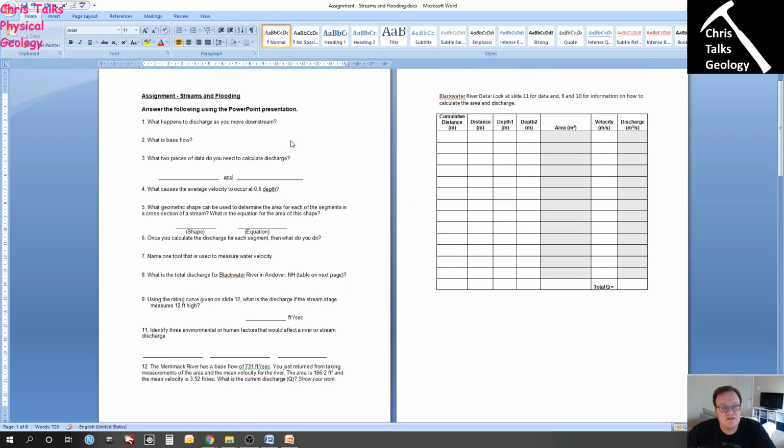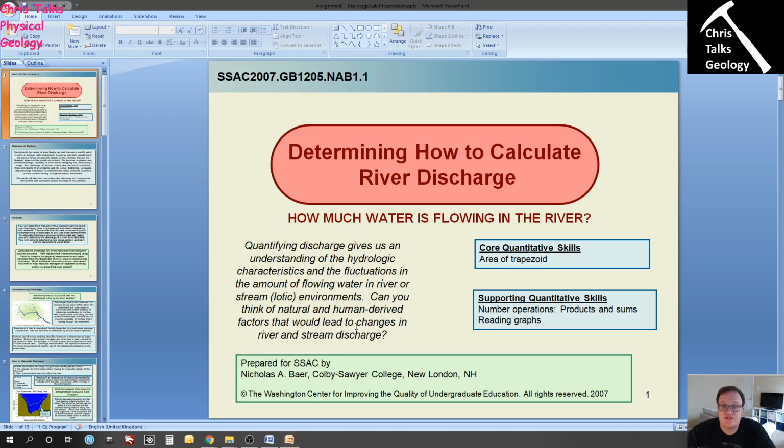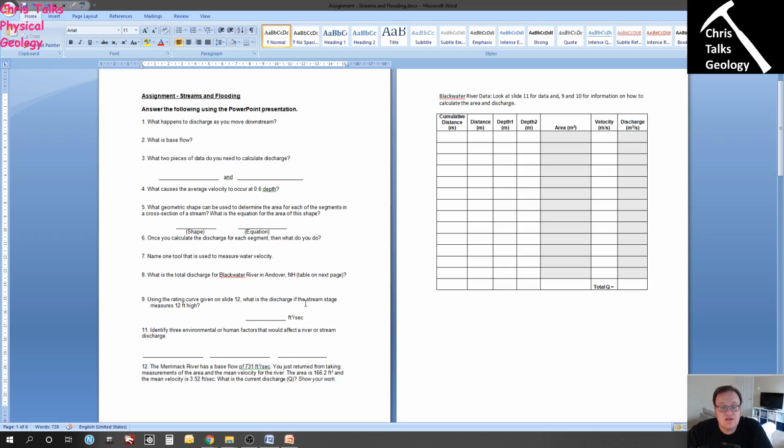Okay, so you can see that on page 1 we have a range of questions coming from 1 to 12. These questions are all very simple and they are all based on the PowerPoint presentation. So if you read through the PowerPoint presentation, you'll be easily able to answer the questions. The one challenging question is going to be question number 8, where it asks you what is the total discharge for Blackwater River in Andover, New Hampshire.